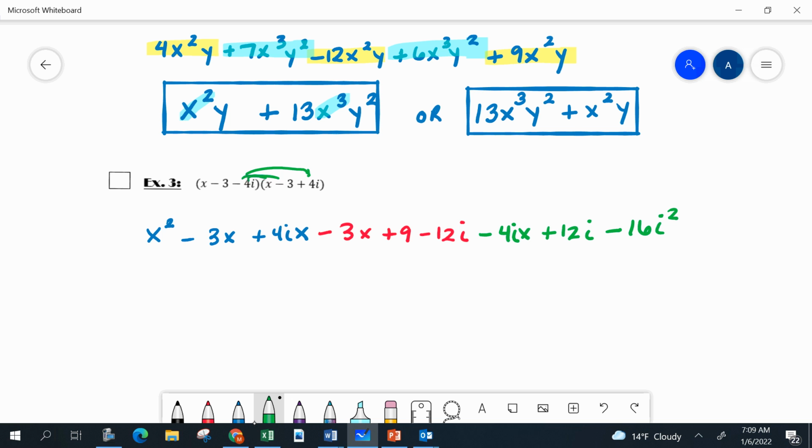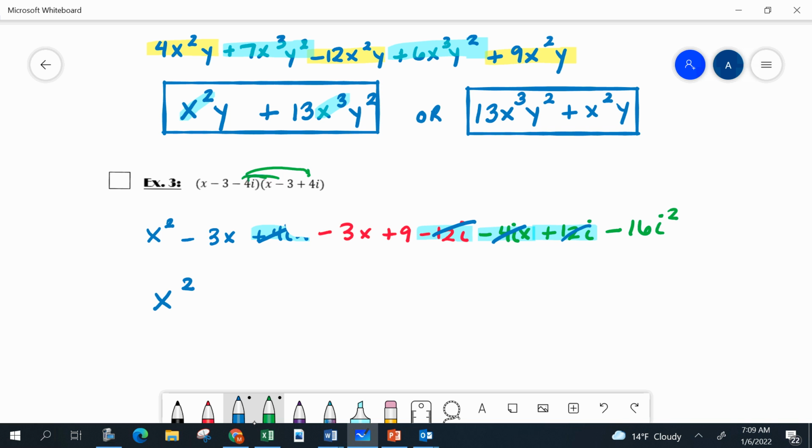All right, so let's go through and start combining like terms. And what I notice here is that this positive 4ix and this negative 4ix are going to cancel out. And in a similar way, negative 12i and positive 12i are going to cancel out. So let's just take a second and see what we have left over if these all cancel out.